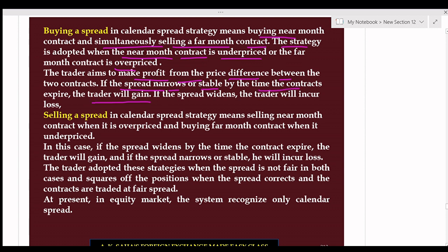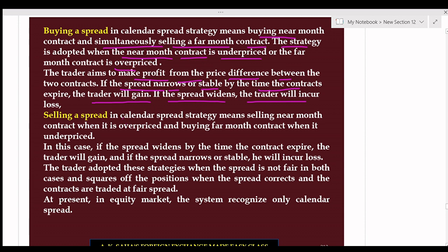If the spread widens, the trader will incur a loss, because narrows means the spread on the expiry date is less than the spread on the contract date, and widens means the spread on the expiry date is higher than the spread on the contract date.